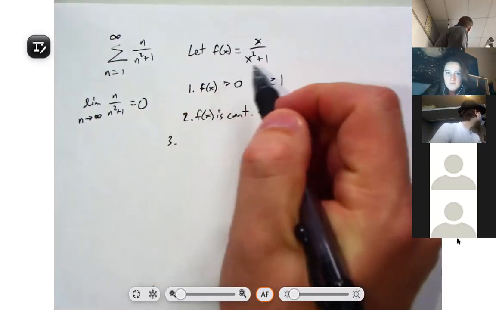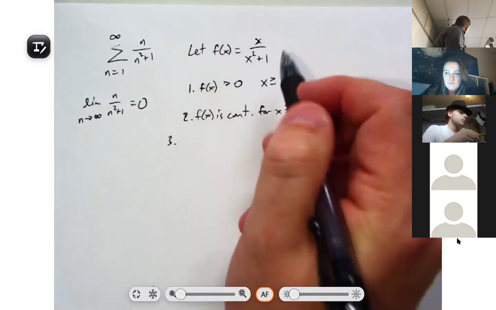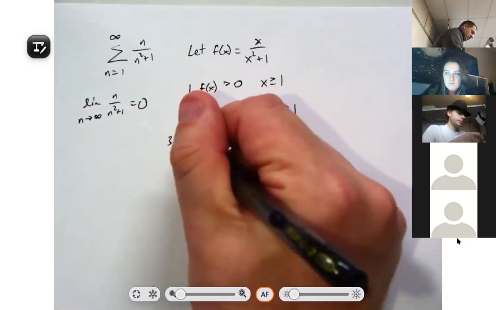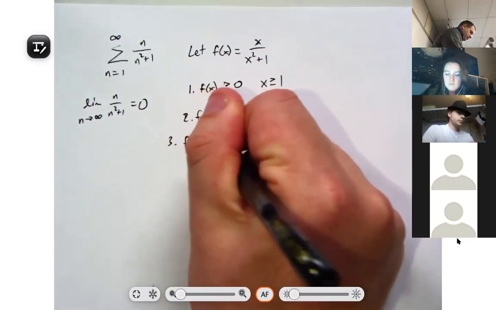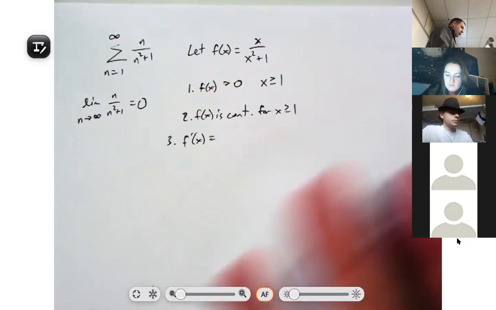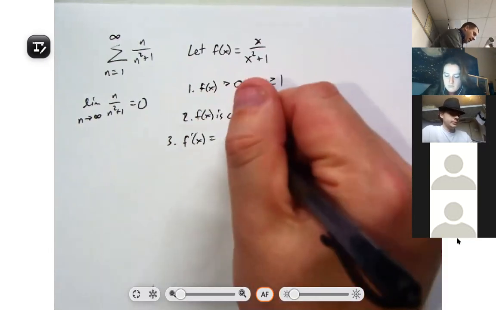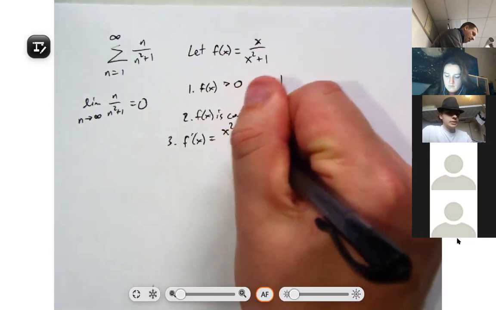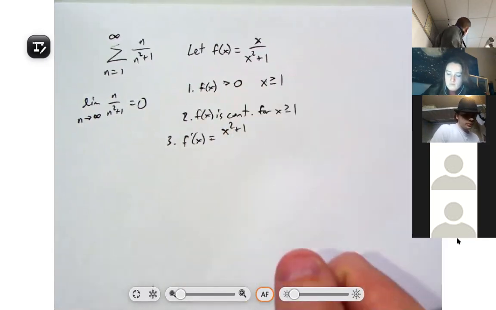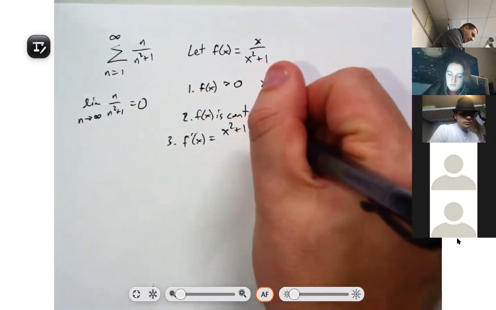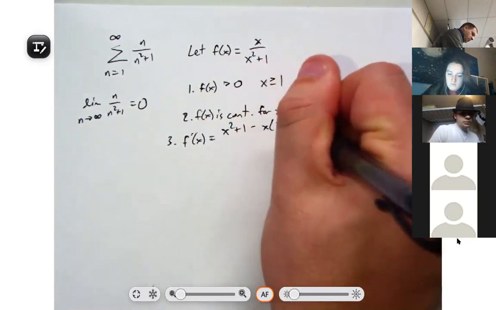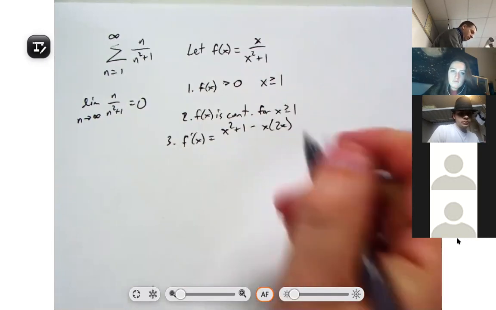So I'm going to find f prime. We need to verify that this function is decreasing past some x value. So f prime is equal to, and I'm going to go ahead and do quotient rule. Low d high. So x squared plus 1 times 1 minus high d low over low low.